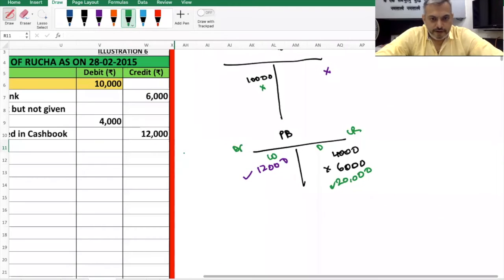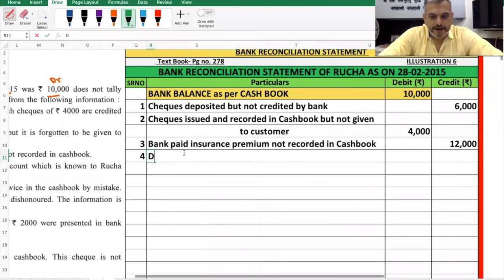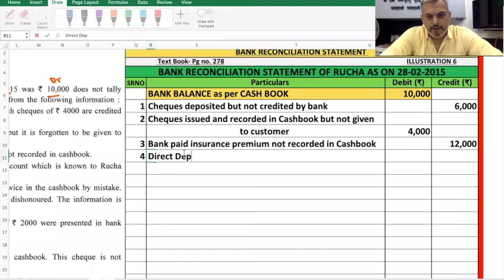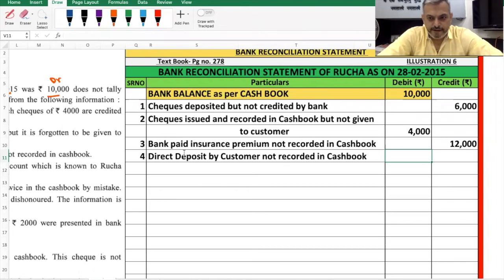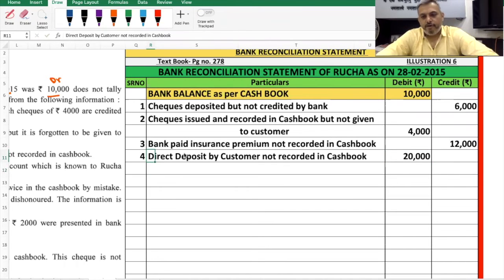So let's record direct deposit by customer not recorded in cash book. In passbook it is credited, so we have to record it on debit side of bank reconciliation statement.